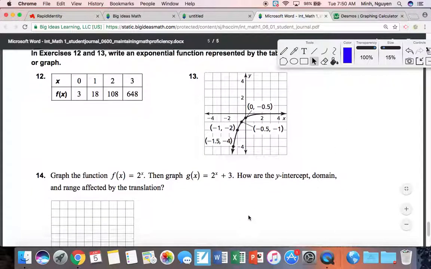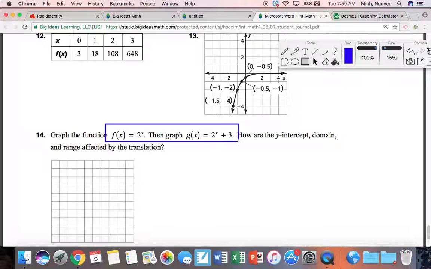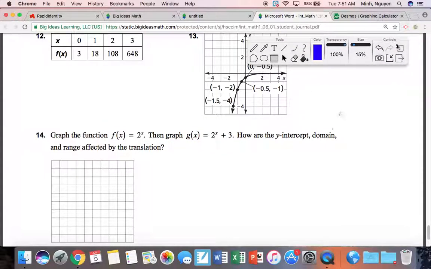Okay, so graph the function. I recommend using Desmos. If not, you could also just use a graphing calculator. How are the y-intercept, domain, and range affected by the translation? This is just analysis. Graph them both, look at them, and use your words to describe the changes that are happening. If you cannot put it into your own words, or if you're having a hard time, make sure you ask your teacher, let me know. Otherwise, I hope you understood it. Any questions, direct them to your teacher, direct them to me. And that's the first section of Chapter 6, Exponential Functions.